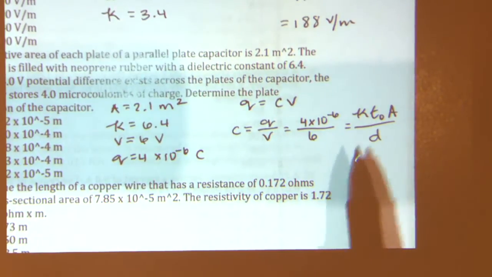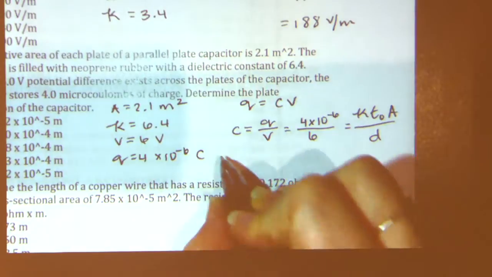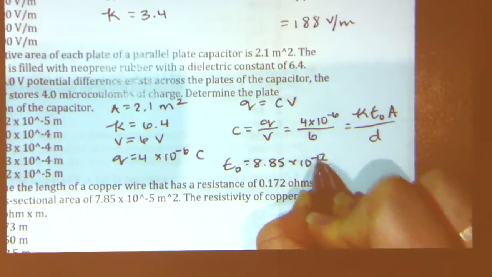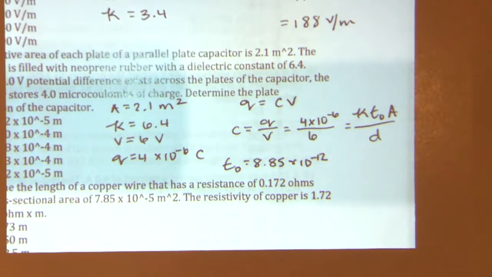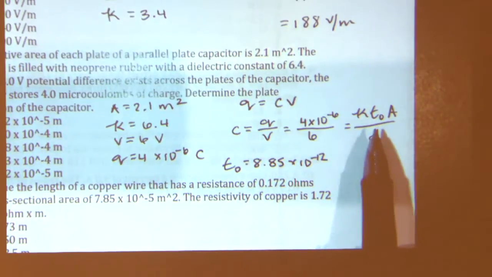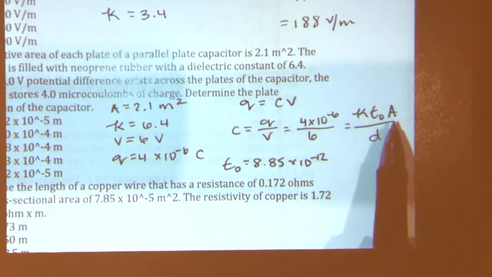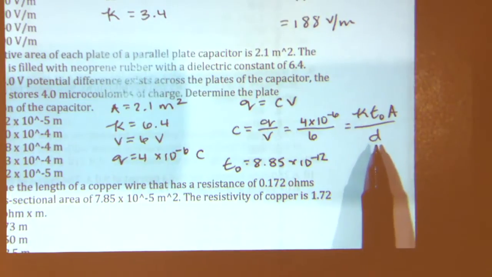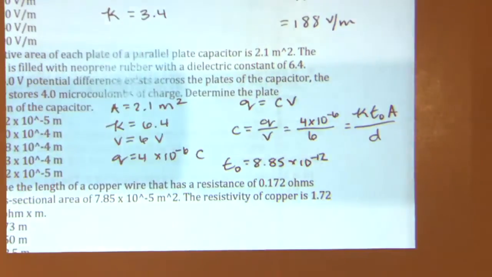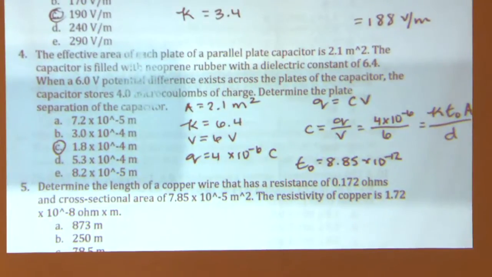So our dielectric constant was given to us as 6.4. Remember that E naught is a constant, and it's 8.85 times 10 to the negative 12. I'm not sure which professors give that to you or not, but I would know that. Once we plug in everything, we'll set 4 times 10 to the negative 6 over 6 equal to all of this. We have K E naught in the area, and we'll solve for distance. When you solve for that, I got 1.8 times 10 to the negative 4. So letter C.